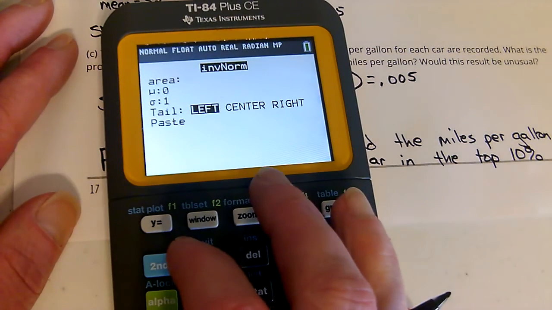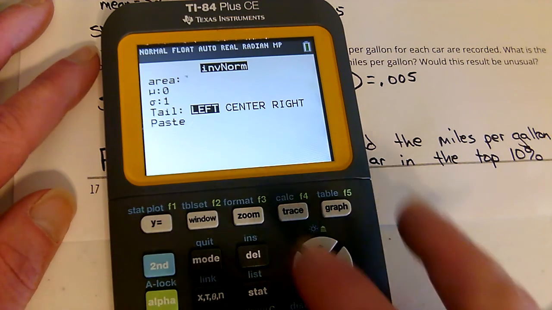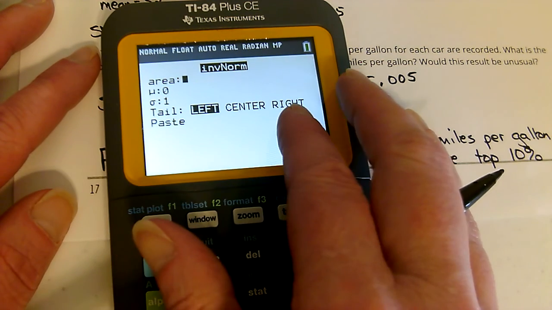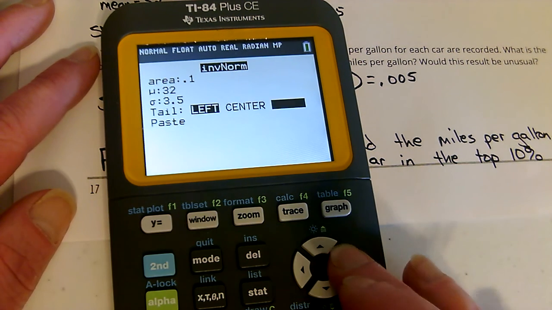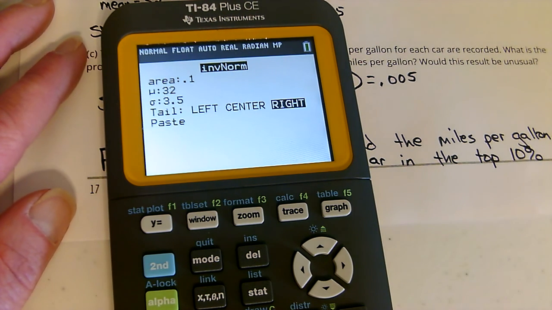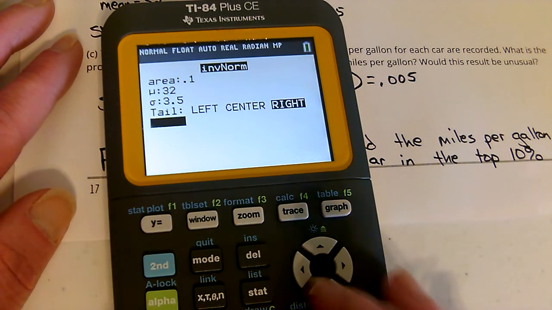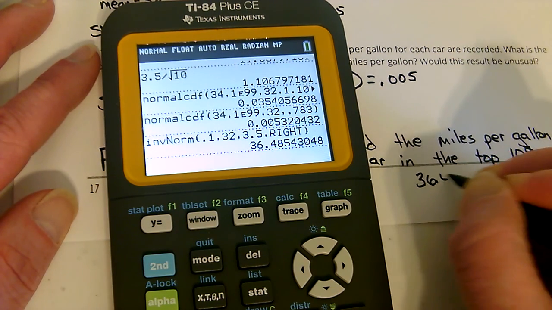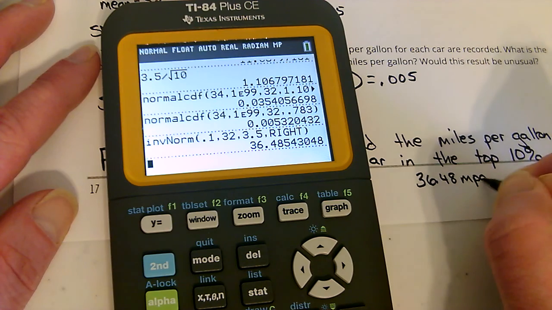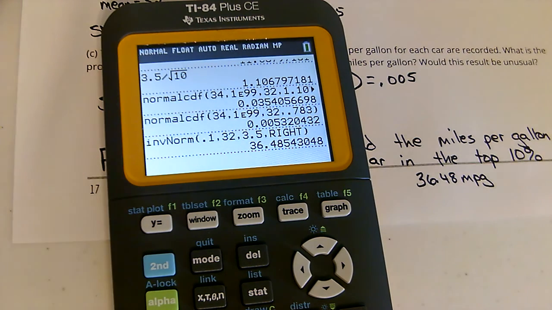Now, in my calculator, it does allow me to put that I'm shading the tail on the right. So 0.10, we're talking about the population. So the population standard deviation was 3.5, and I'm talking about the 10% to the right. That would be 36.48 miles per gallon. So that was just reviewing how to use the inverse norm to find values.